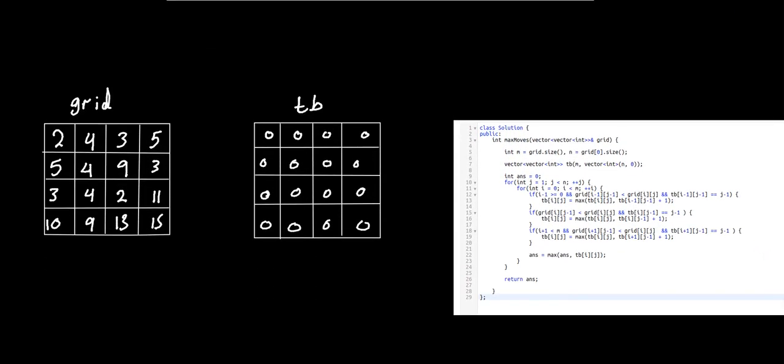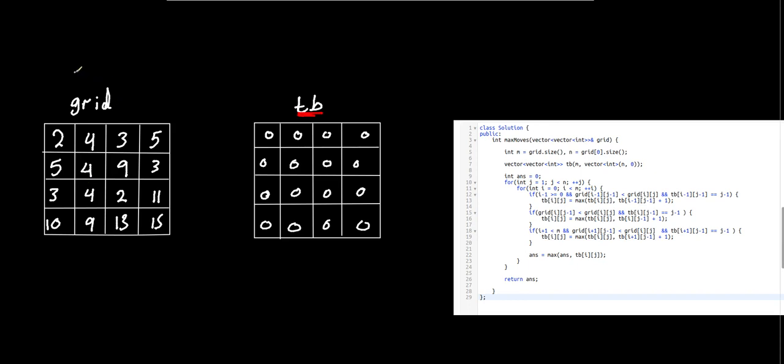We use dynamic programming to solve this question. So we generate a 2D table the same size as the grid, and all the cell values are initially 0. And each cell value at the end will represent the maximum number of moves up to that cell.